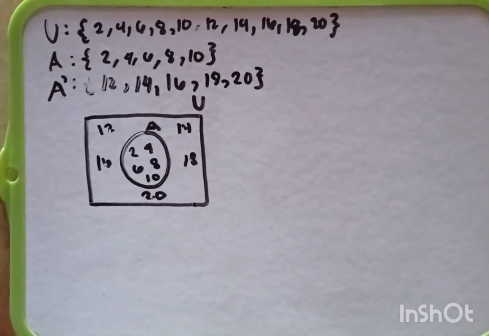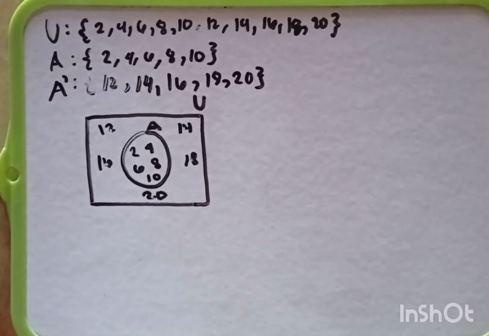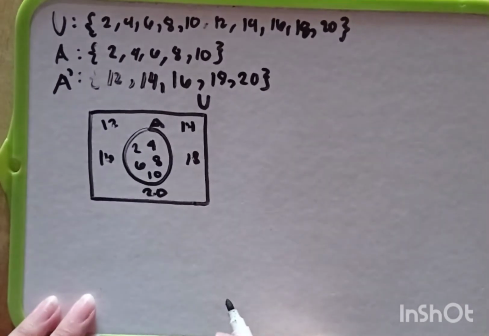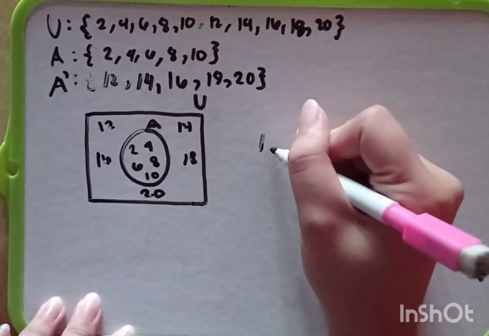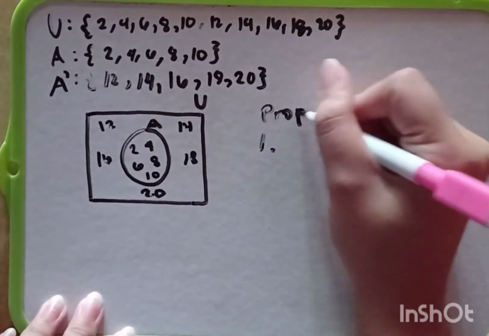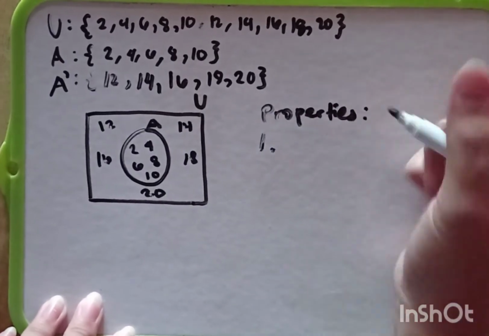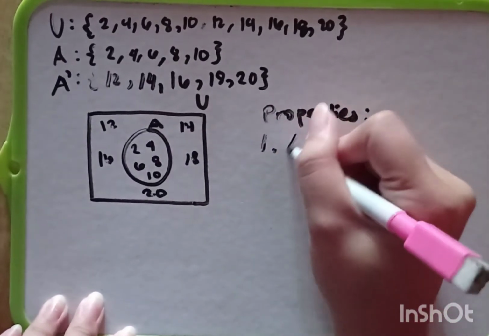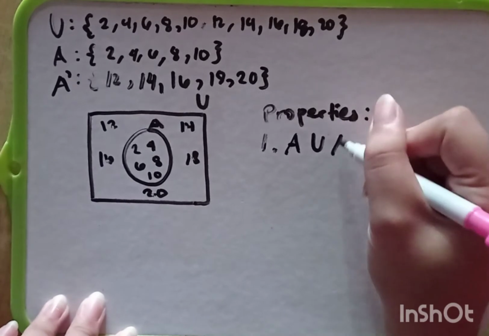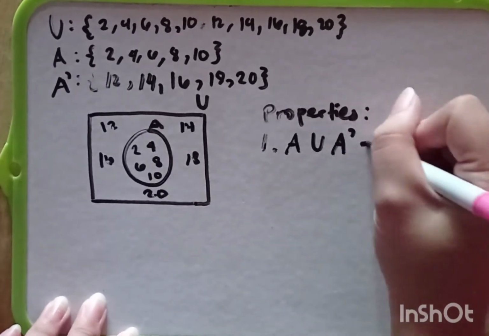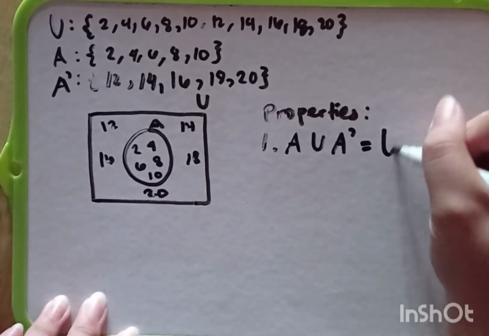Now let's proceed to some properties of complement sets. So we have here 4 properties. The first one is A union the complement of A is equal to the universal set.